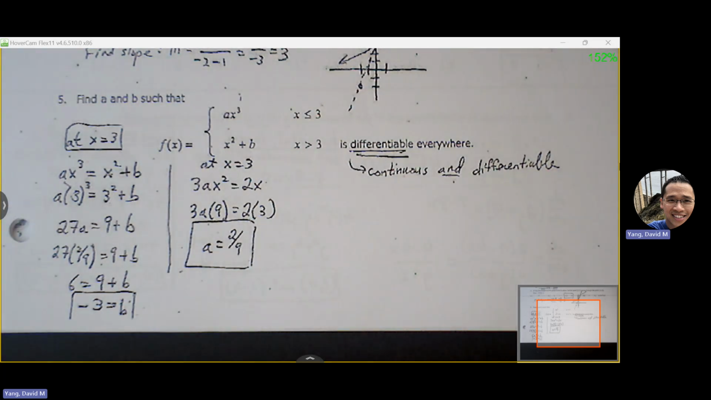And then we move on to our derivative side of things. We know that the curve also must share the same slope at 3. So the derivative of ax cubed becomes 3ax squared, and x squared plus b becomes 2x. Replace x with 3. We can solve for a equals 2/9, and if a is 2/9, go back to the first equation and solve for b.